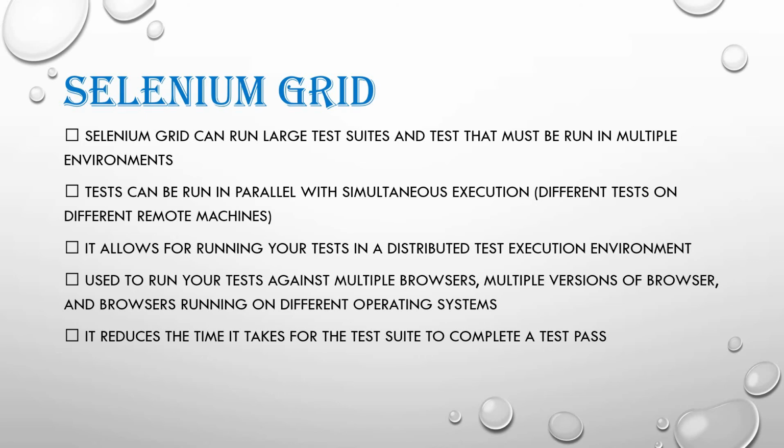As an example, suppose you need to execute your first script on a Windows environment and you need to execute your second script on a Linux environment in parallel, so it is possible with Selenium Grid. Apart from that, you can also execute different scripts on different browsers. Like you can run your first script on Firefox browser, you can run your second script on the Chrome browser. Apart from that, you can run your script on different versions of browsers also.